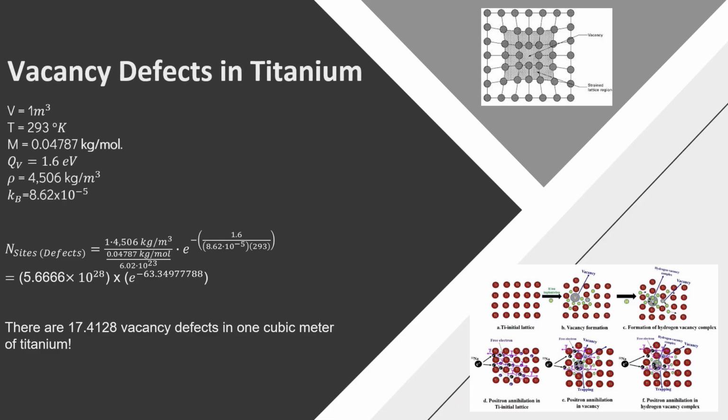Alright, flying through this one, we use the same exact formula as the previous slide. However, our mass changes to 0.04787 kilograms per mole, the amount of energy needed to form a vacancy to 1.6 eV, and our density grows to 4,506 kilograms per meter cubed. Plugging in and simplifying eventually gets us to just over 17 vacancy defects in our single cubic meter of titanium.